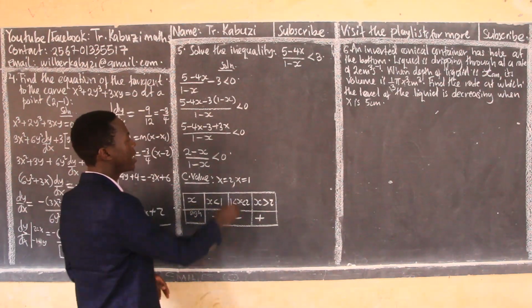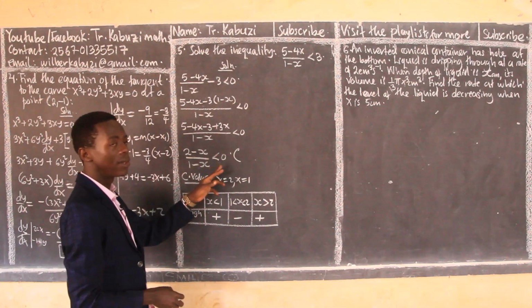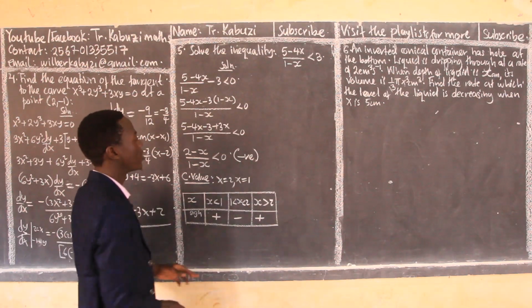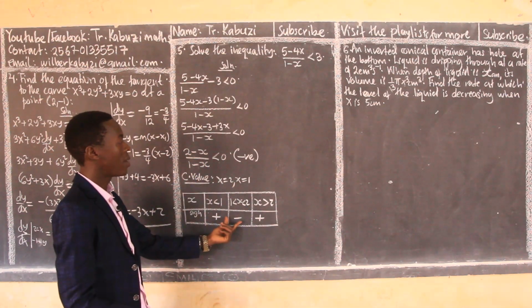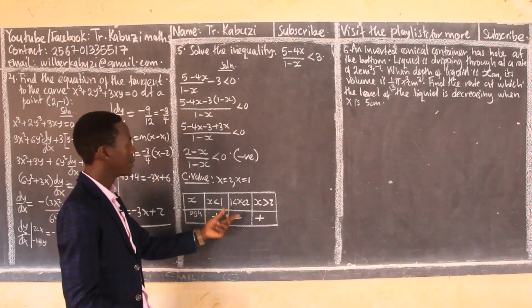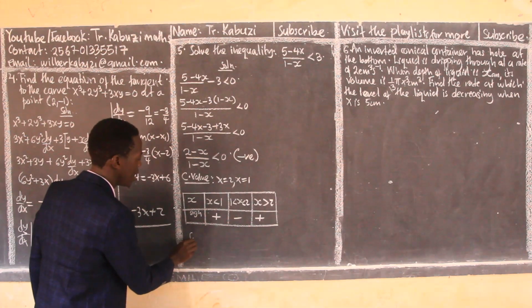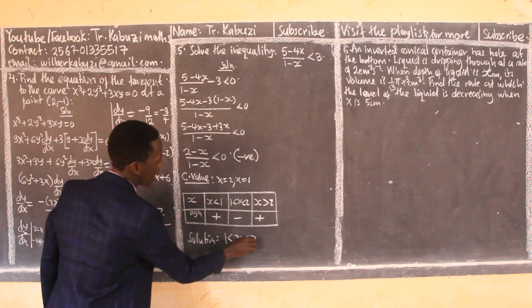Now when we come here, the sign on the last step we obtained was less than 0. Anything less than 0 means it should be negative. So now the solution is going to be the bracket here where we have a negative range. The only range there is that, so our solution is going to be values between that and that.